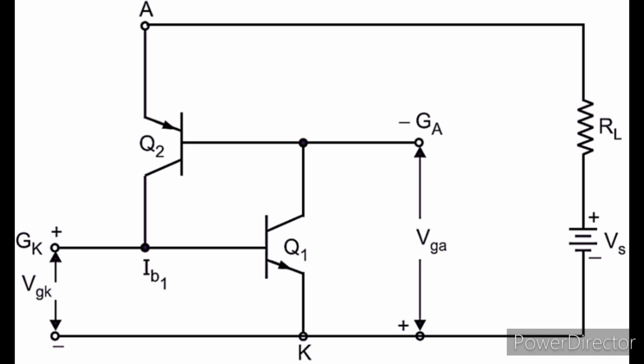When there are no trigger pulses at the gate terminals, that is, when the device is in the off state, with the voltage Vs, P1N1 junction gets forward biased, N1P2 junction gets reverse biased, and P2N2 junction gets forward biased. Because of the reverse bias at the N1P2 junction, the current flow is blocked and the device is in the off state.